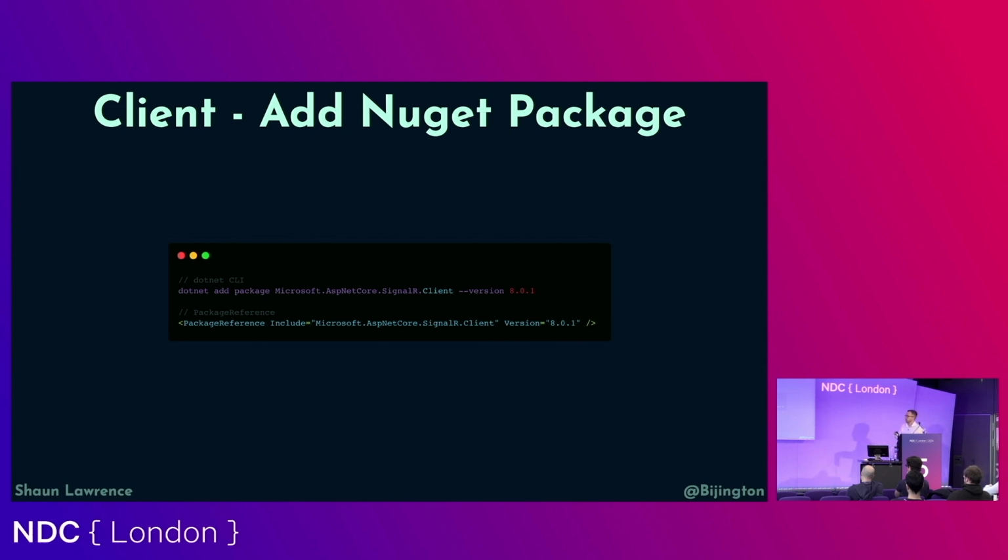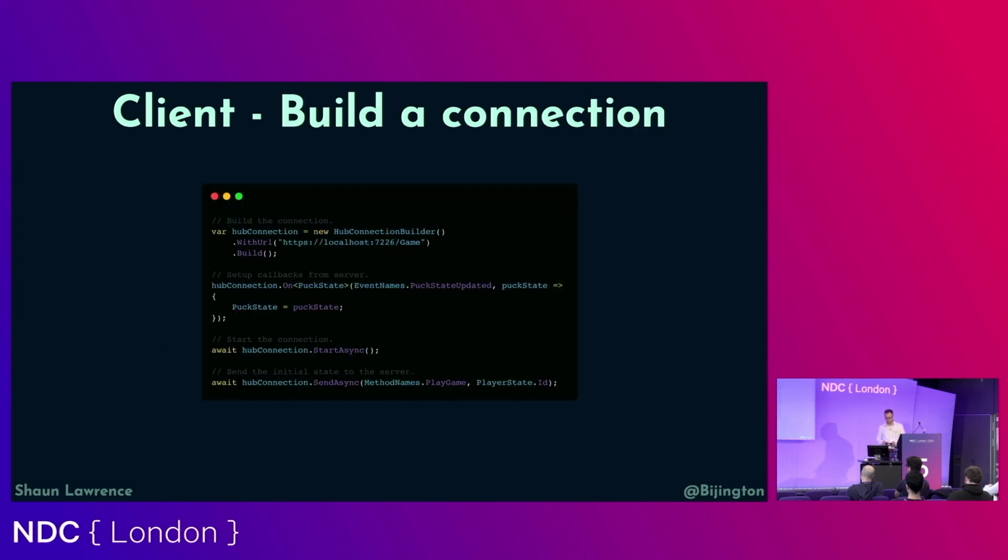Next, we're going to want to connect our client to that, which means we're going to have to make use of a NuGet package. So there is a client-based package provided by Microsoft that will allow you to create a connection. And then to create that connection, we build a connection to the hub. So we use the hub connection builder. We tell it where in the world we want to connect to, and then we build it. And then we can say, anytime we receive a specific event, so the name is puck state updated, on this happening, I will be given this piece of strongly typed information, and I can then utilize that and potentially update my state.